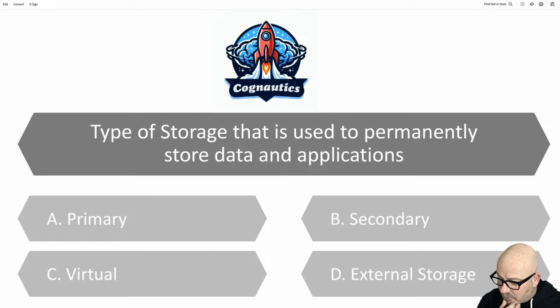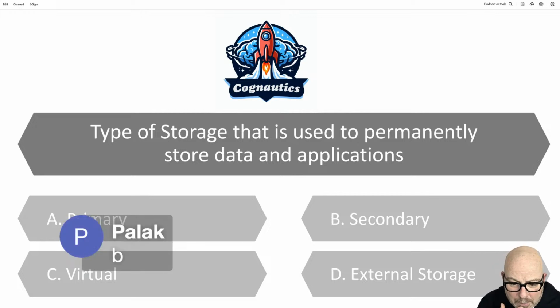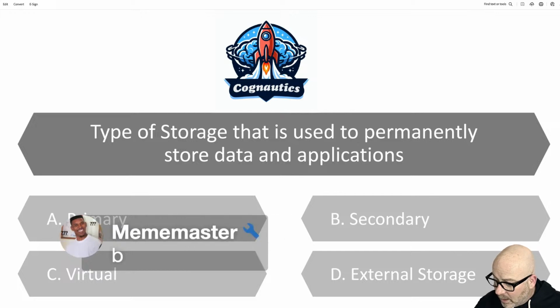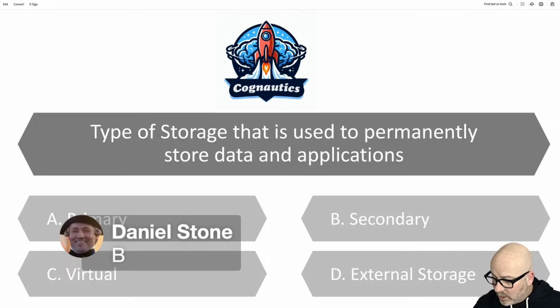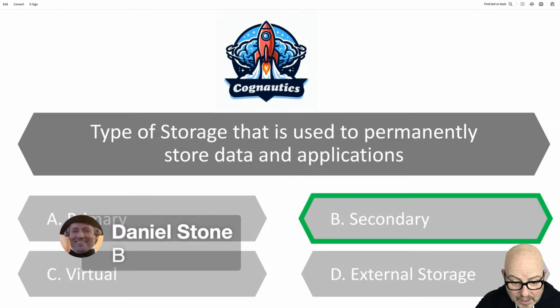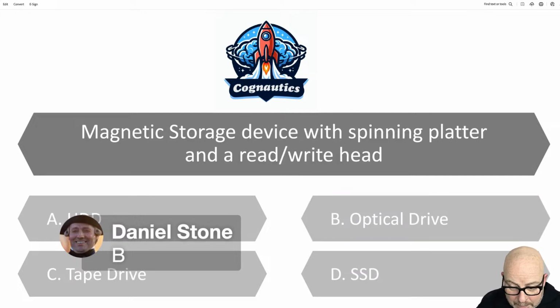So Palak has come straight in. She's the fastest with a B. Is she right, though? The fact is, yes, she is. And we've got Dan. You're all coming in now. We've got Josh who said B. We've got Meme Master who said B. We've got Lakshay who said B. We've got Dan who said B. You are, of course, all absolutely correct. That is outstanding. Right, what about this one?